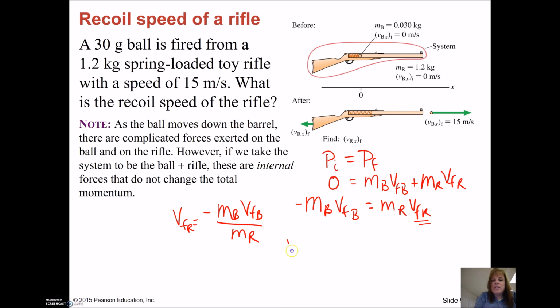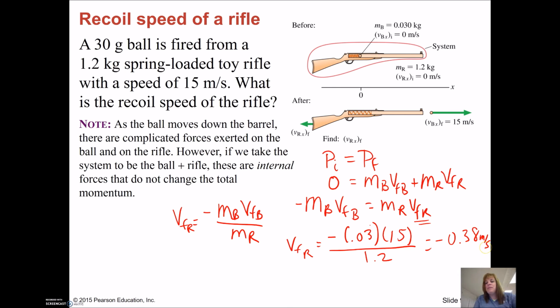Now I'm just going to plug in numbers. So the final velocity of the rifle is equal to a negative bullet mass of 0.03 kilograms times the final velocity of the bullet afterwards, which was 15 meters per second, divided by the mass of the rifle, which is 1.2 kilograms. If we solve for that, we get a negative 0.38 meters per second. Notice the negative, because it's moving in the opposite direction. Momentum has to be conserved, so the momentums of each have to be equal.